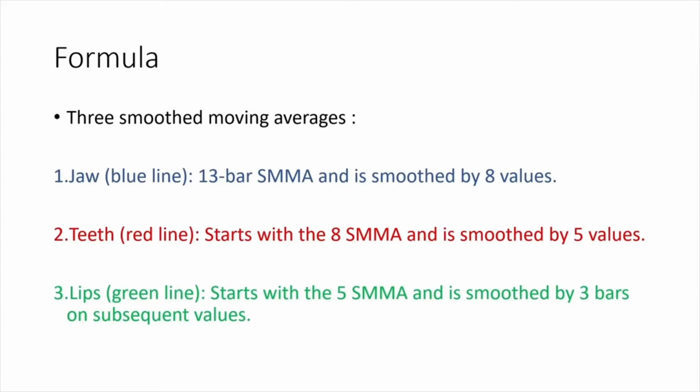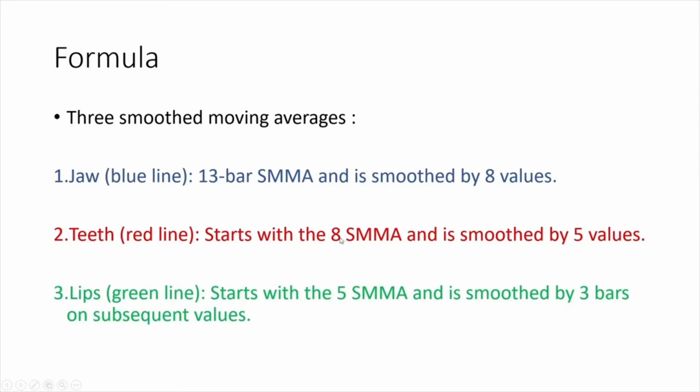The main idea of a moving average, as we have analyzed it here, is to create the sensation of a slower line that follows the market. The jaw is the blue line. It's a 13 bar smoothed moving average, smoothed by the value of 8. Now all the values of the indicator are golden ratio values.